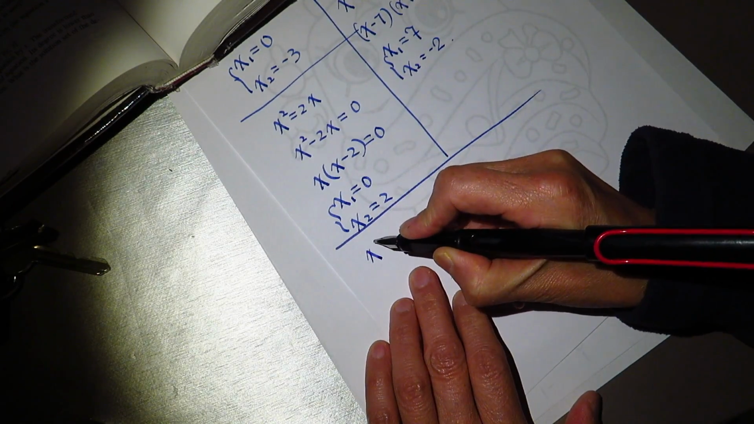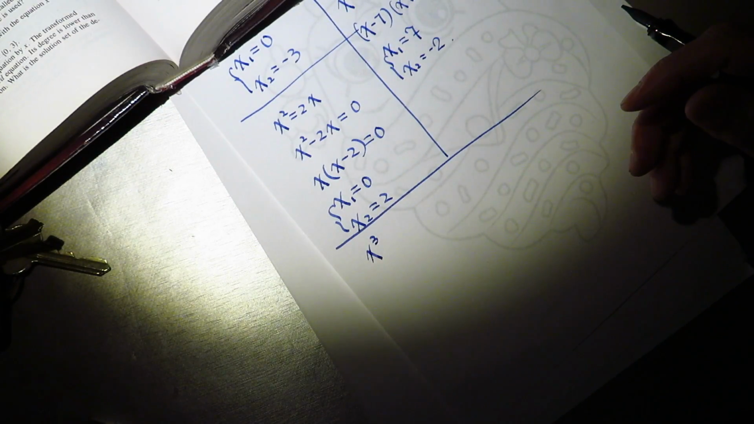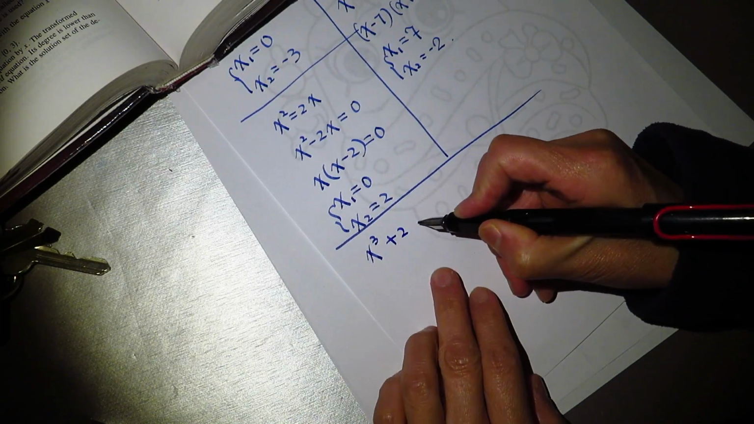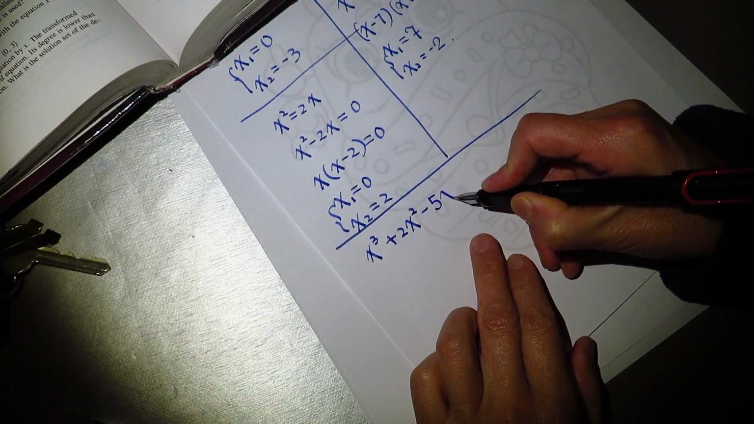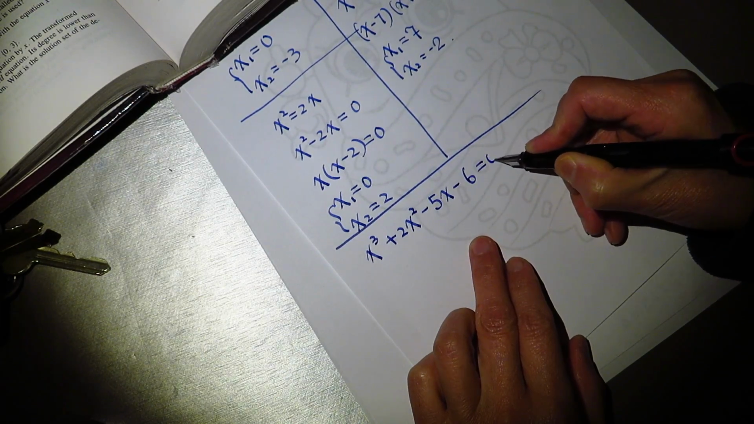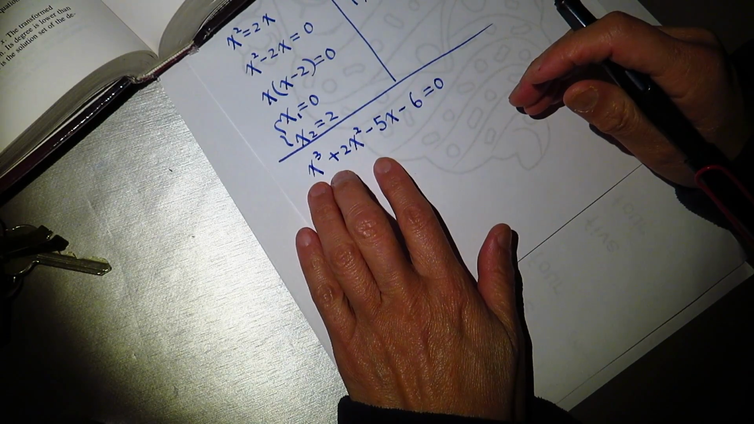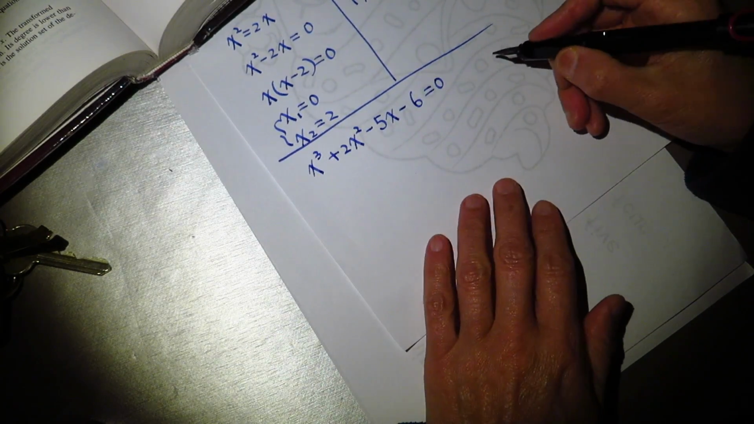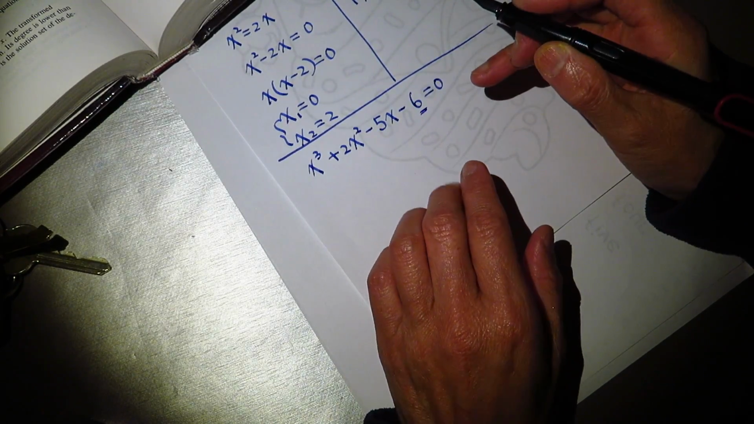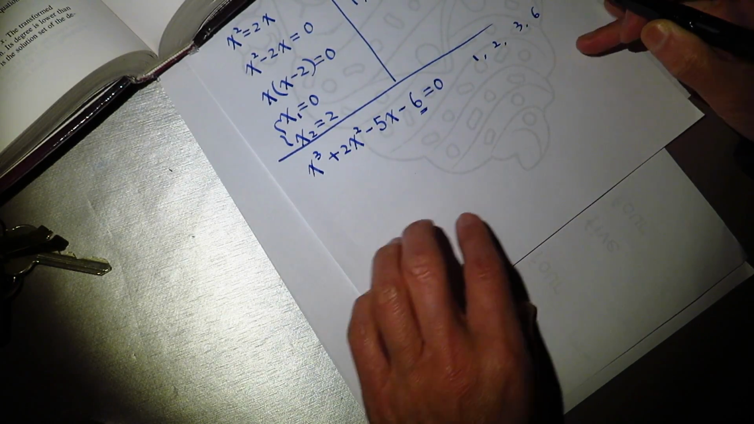Oh, this is x to the power of 3 plus 2x to the power of 2 minus 5x minus 6 equal to 0. So when you see these kinds of things, you have to use another method. Okay, so we can try. 6, the factors could be 1, 2, 3, 6.